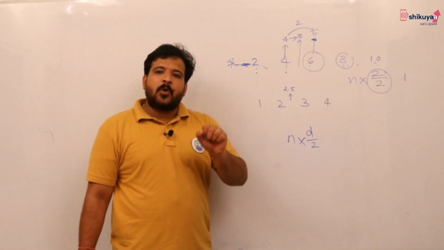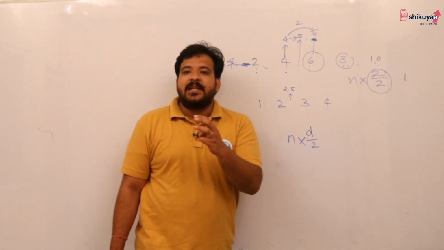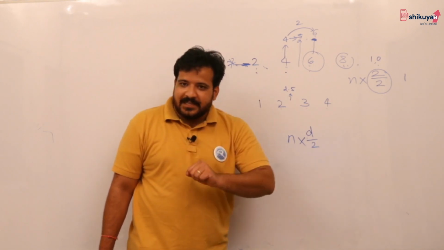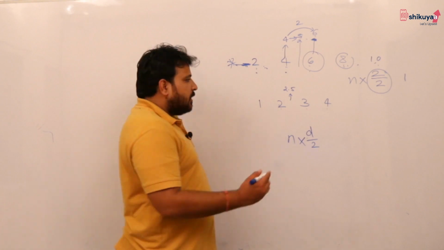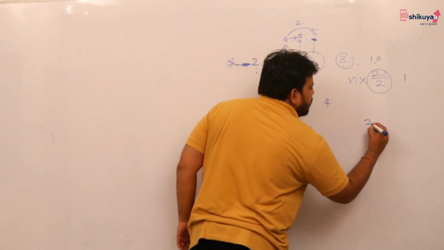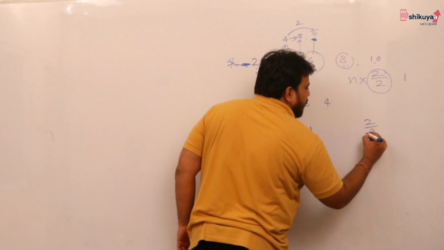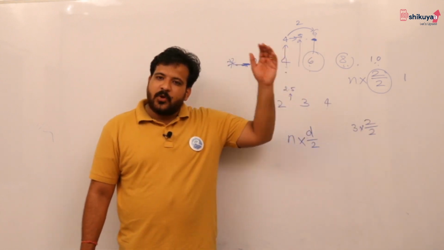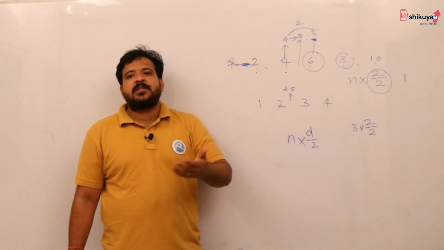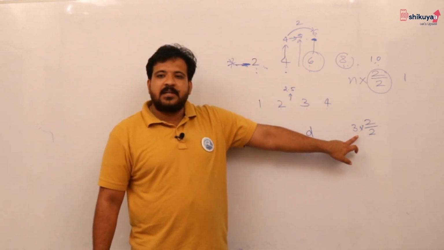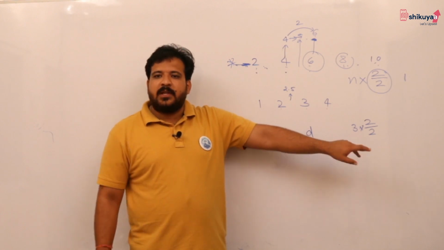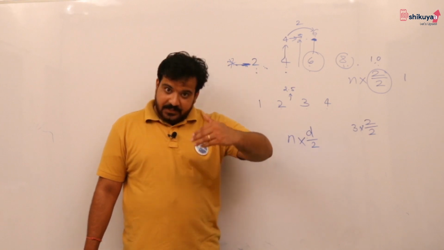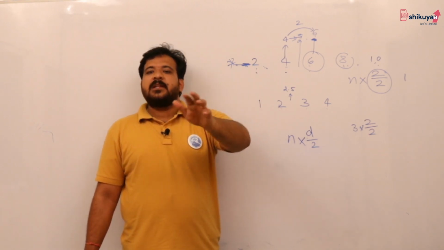So in our original problem, it is given that they have added three next numbers to that series. What was the difference? The difference between two terms was 2. 2 by 2 becomes 1, into three numbers, that is 3. So instead of solving all these mathematical calculations, you will be able to find the answer directly. 3 into 1, that is 3. So the change in average is going to be 3, plus 3. So the new average will be 13.